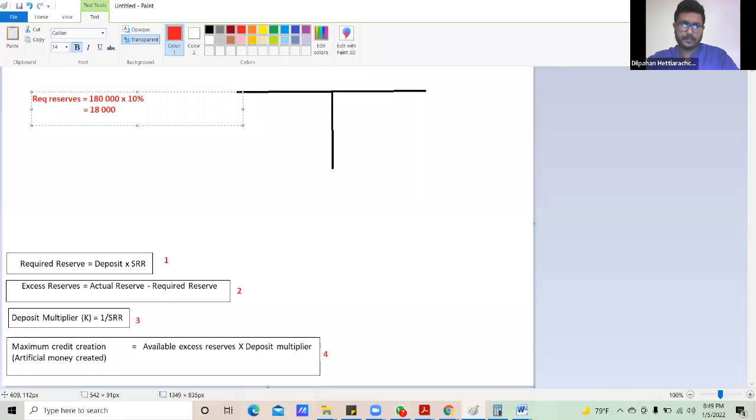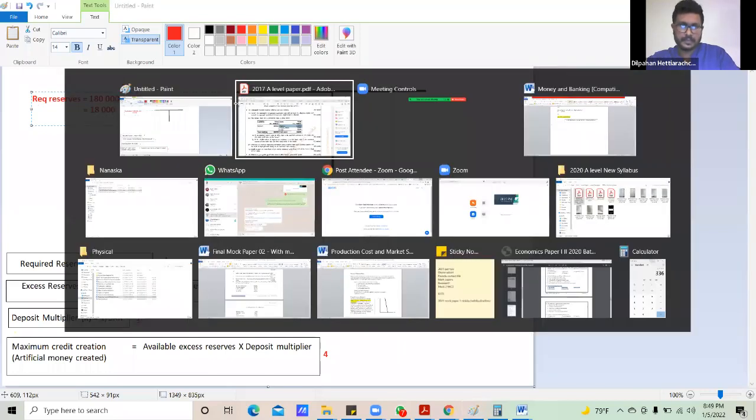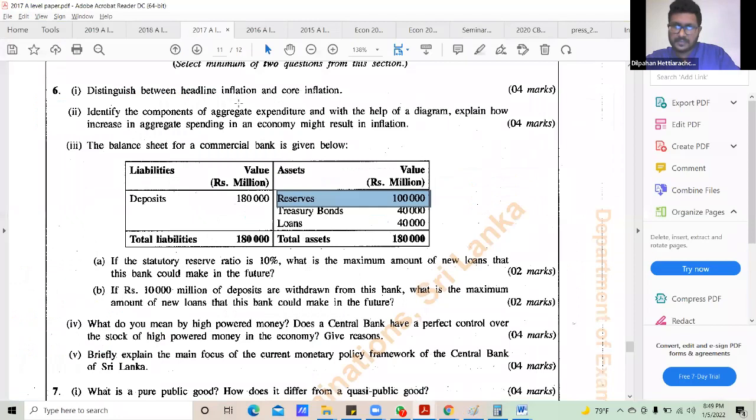18,000. Right. So how much of reserves are they actually holding now? 100,000. It should be 18,000, but now they have 100,000. So as a bank, they should be happy. They are in the safe zone and they have more than enough money than the required amount, right? So then we have to do another calculation.